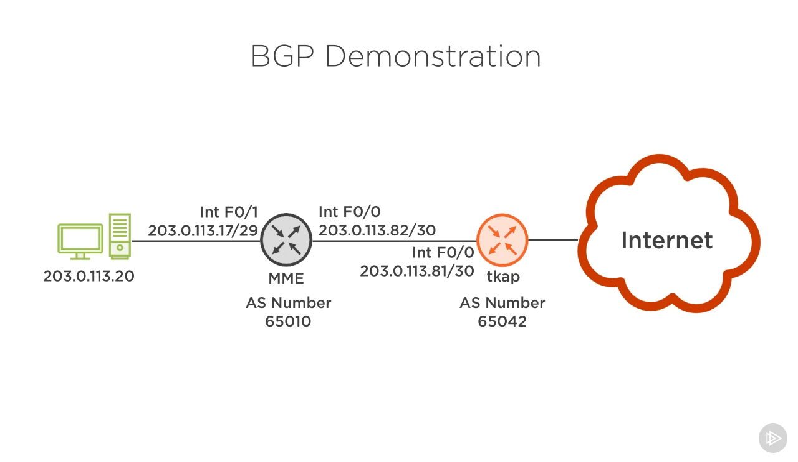So to give a more precise and easy to follow drawing of what I'm doing here, we have our two routers, MME, Miles Master Editing, and then TCAP over there. I have the AS numbers listed. What we're going to do is advertise on MME our 203.0.113.16/29 network. And then on the TCAP ISP router, we're going to advertise our default route to the internet, as well as the networks that are directly connected to TCAP's router. Let's take a look at how this configures.